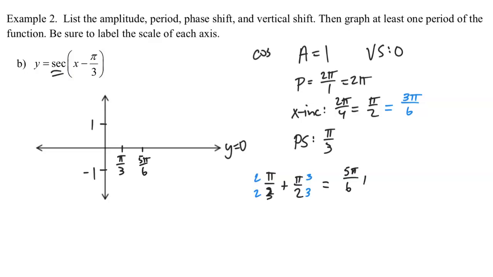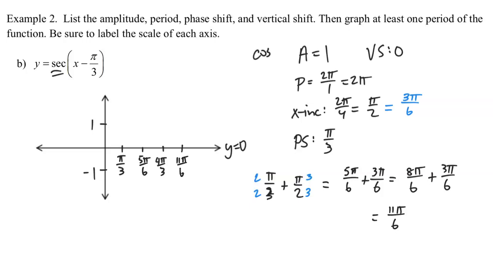The next one, if I add another 3 pi over 6, is going to equal 8 pi over 6. Now when I write that on my graph, I'm going to do it simplified. And so 8 over 6 just becomes 4/3. I'm then going to add another x increment, so another 3 pi over 6. That's going to give me 11 pi over 6, and so that will be my fourth x value.